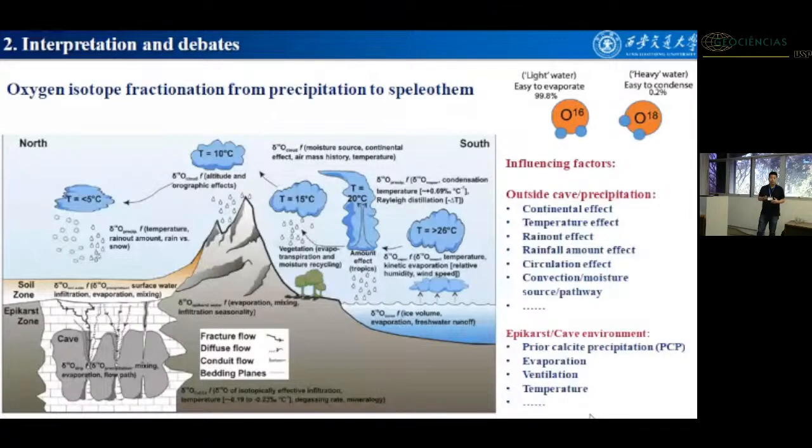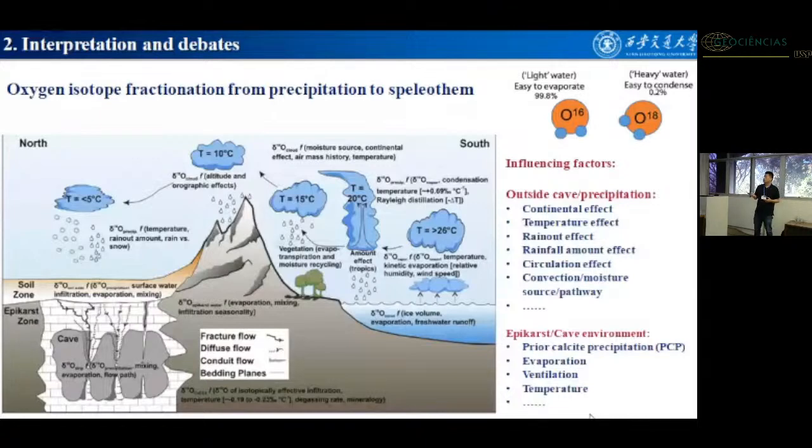so it is in the hot, warm season. But for the high latitude, it's influenced by the westerlies, so the rainfall occurs during the cold season. So the temperature effect is very strong. Then there is the rain-out effect. It means from the moisture source region to the cave, the total rain-out, like upstream rain-out.